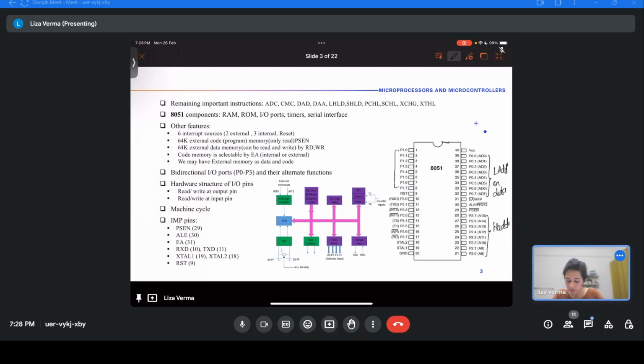Then RxD, it means read and transfer, serial IO, serial IO on port 3. Okay, XTAL1, XTAL2 we have discussed.